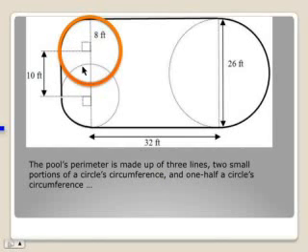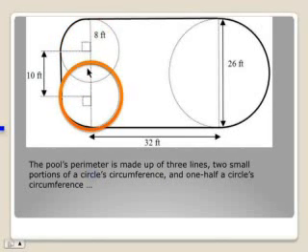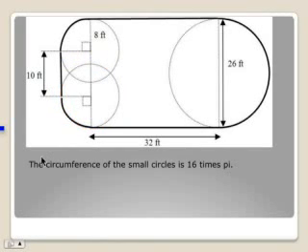There's the small circle right there, and we have the same circle right here. It's the same size circle, and they both have a radius of 8 feet. So the diameter would be twice that. The circumference of the small circles is 16 times pi. Where did we get 16 from? 16 is the diameter of the circles, diameter times pi to get that circumference. I have 8 for my radius, so all the way across the circle would be twice that, 8, which is 16.